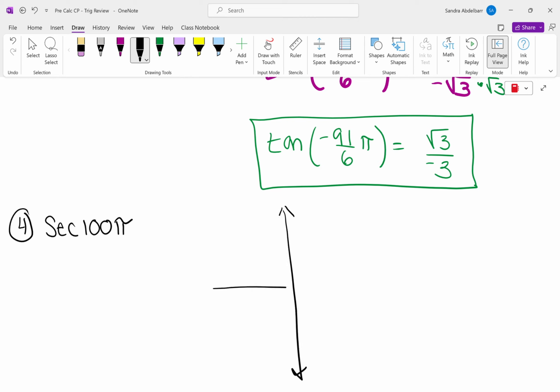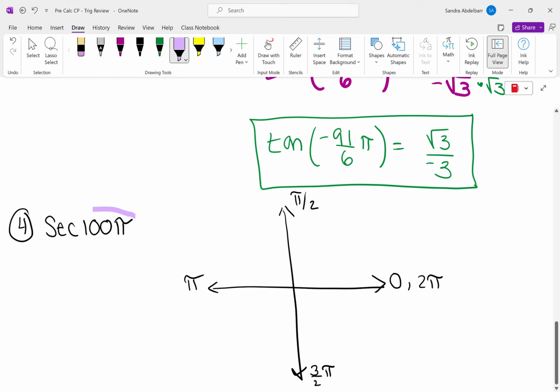I know it's on the unit circle. How do I know that it's on a unit circle? Because our unit circle is 0, 2 pi, pi over 2, pi, 3 over 2 pi. And isn't 100 pi a multiple of 2 pi? So that's what we're doing. 100 pi is a multiple of 2 pi. So that brings us right here to the point 1, 0.